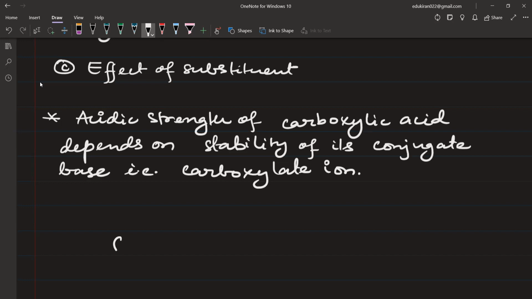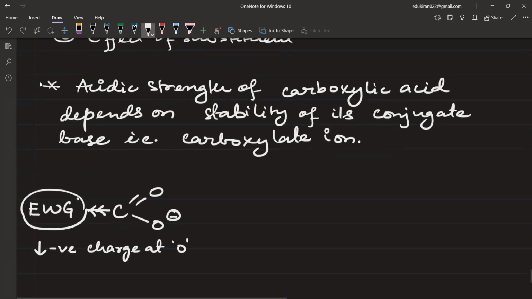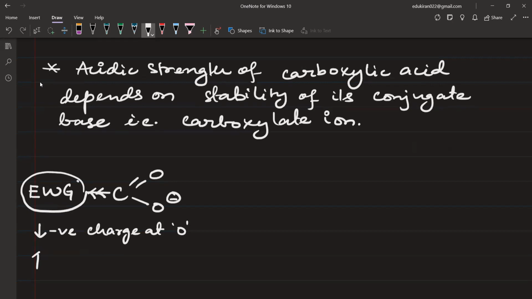ठीक है? So if we have carboxylate ion like this, C double bond O with O negative. अगर कार्बन के चेन में कहीं पे भी if you have electron withdrawing group, then electron withdrawing group is going to pull the electrons and it is going to decrease the negative charge at oxygen. और अगर चार्ज डिक्रीज होता है then it increases the stability.